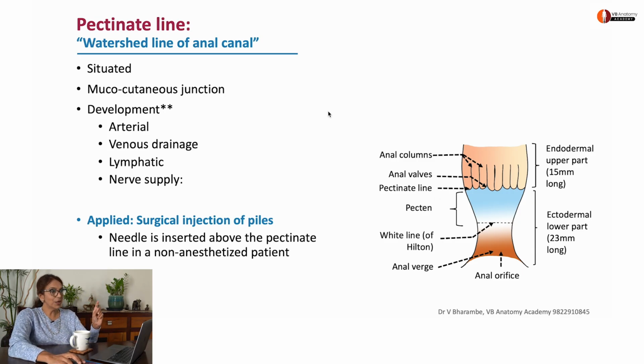It is important because it's a watershed line. Everything above is draining upwards into the inferior mesenteric vein, portal vein, or getting supply from the gut. Nerve supply autonomic, lymphatic drainage upwards. And remember, because it is comparatively less sensitive, it is this area in which you can put in a needle in a non-anesthetized patient for treatment of some hemorrhoid.